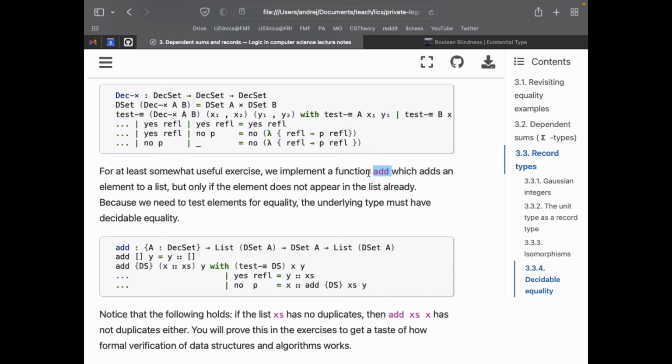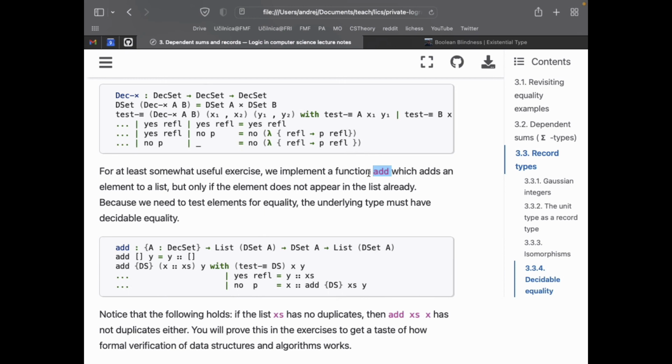So it has to scan through the list. If it finds the element, it just says, okay, I don't have to add anything. But if the element is not there and it comes all the way to the end of the list, then it will add it at the end of the list. This function has a neat property that if the list didn't have any duplicates, once I add something to it, it still doesn't have any duplicates because it will never add the second copy of an element.